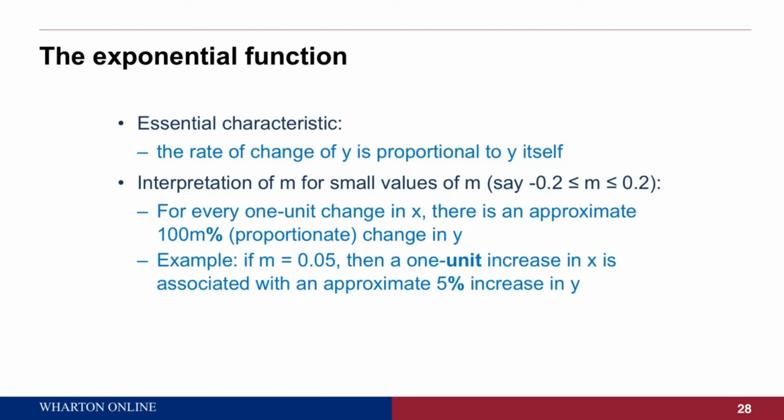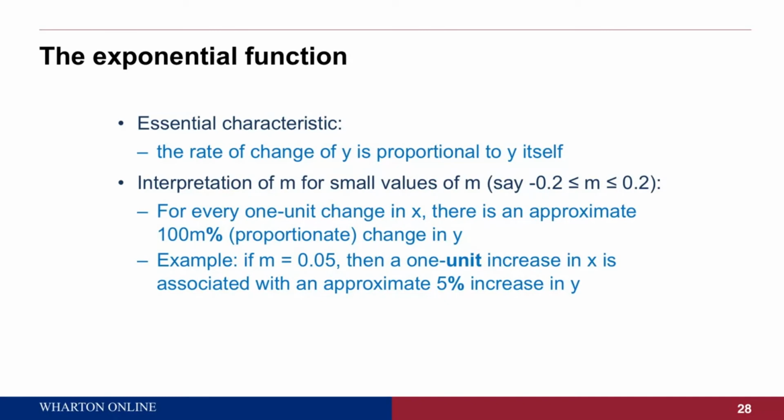So just going back to this interpretation of the constant m in the exponential function, we can say, for example, if m equals 0.05, then a 1 unit increase in x is associated with an approximate 5% increase in y. And that 5% is constant. It doesn't matter what the value of x is. So every time x goes up by 1 unit, y increases approximately by another 5%, a relative or proportionate change. So once again, the exponential function lets us understand how absolute changes in x are related to relative changes in y.